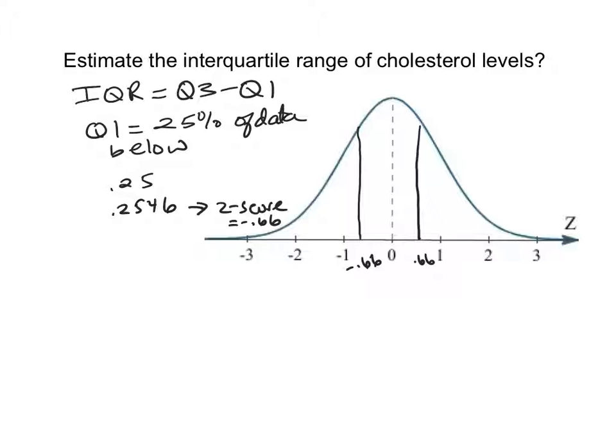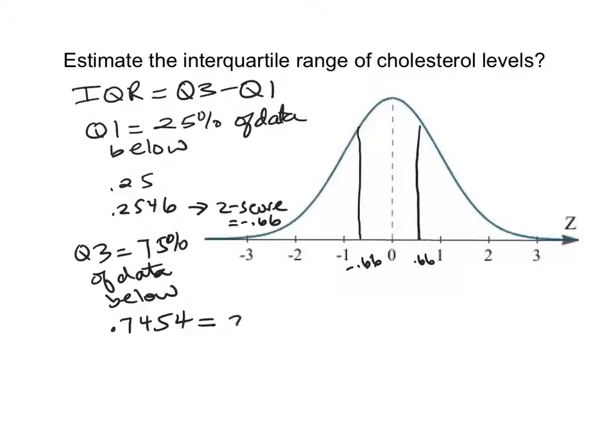Then I need to look up quartile 3. Quartile 3 represents 75% of the data is below quartile 3. So in the body of my table again, I look for a decimal that is close to 75%, and I find 0.7454 corresponds to a Z-score of 0.66. So I've put 0.66 here on my curve.